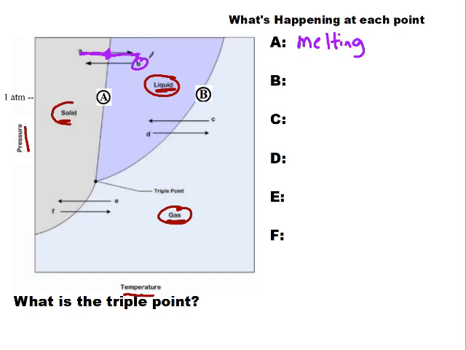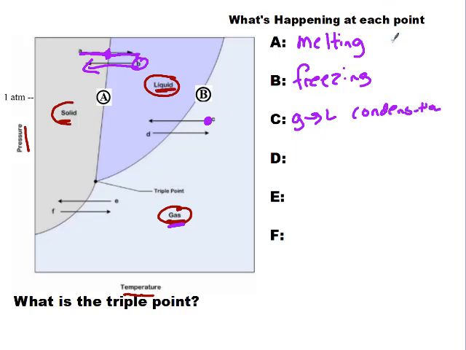B is the opposite. It's starting as a liquid and it's going to the left to become a solid, so that's freezing. C, you're starting here, which is a gas, and you're going to a liquid. So gas to liquid, which is condensation. D, you're starting as a liquid and you're going to a gas, which we talked about was vaporization.